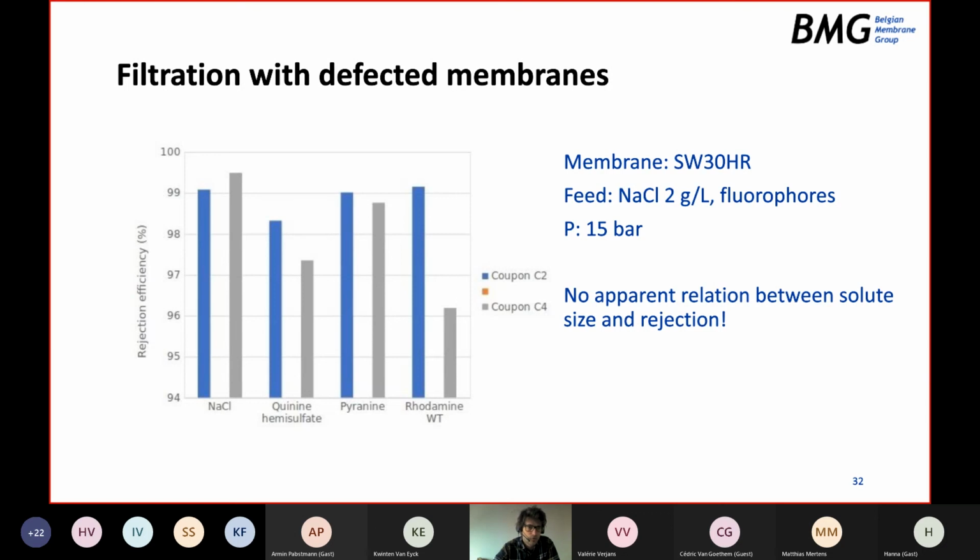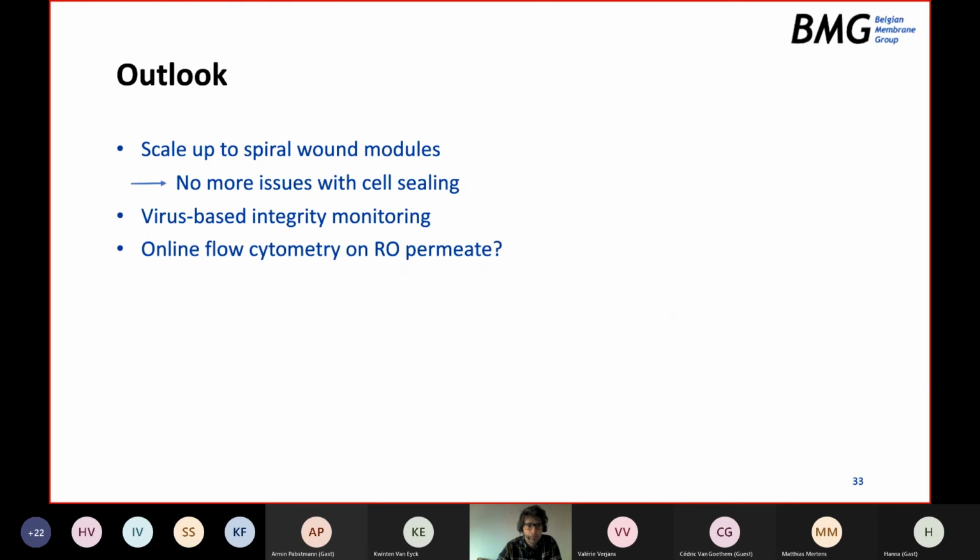So sodium chloride, being a very small solute, is in fact rejected slightly better than the large compounds, which again is not according to theory of an intact membrane. As for the further outlook of this project, we want to scale up our tests to spiral wound modules. There we no longer have the issue with cells sealing.